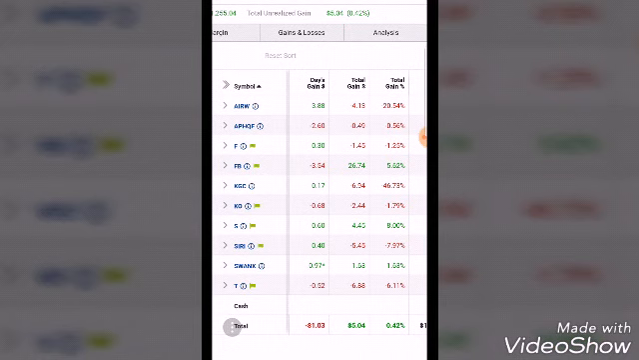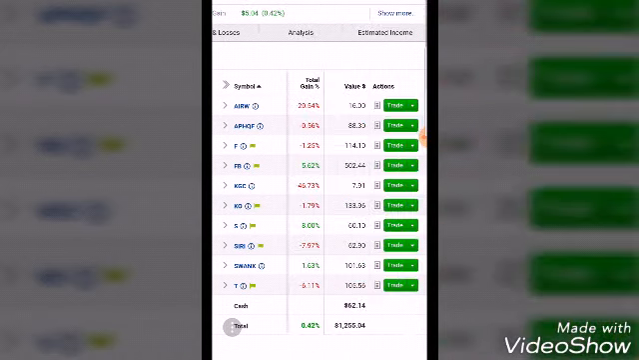And then the next one shows you the total gain, in dollars and in percentage. Okay. And then the last column is going to show you the value of that stock that you own. What is the value of it right now? Okay.